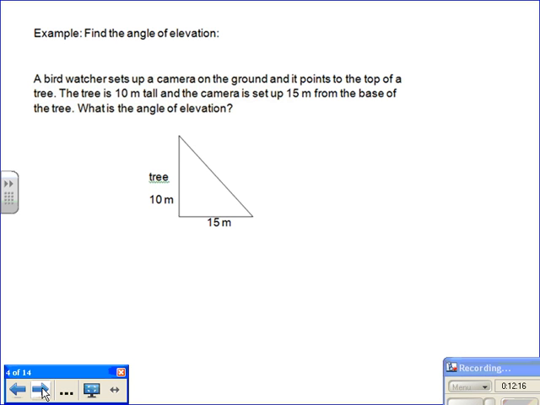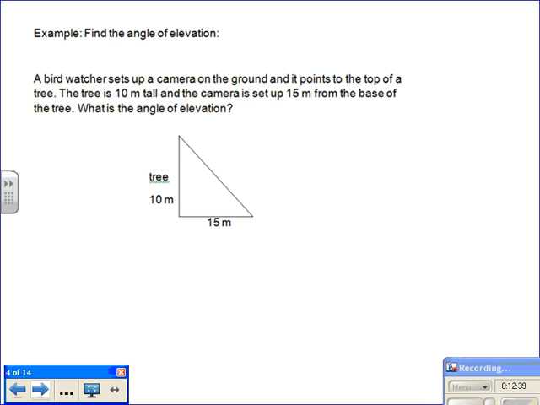It says, a bird watcher sets up a camera on the ground and it points to the top of a tree. The tree is 10 meters tall and the camera is set up 50 meters from the base of the tree. What is the angle of elevation? I have a diagram given to me, but if I didn't, you could also draw yourself a diagram. It might look something like this if I drew it to the side.